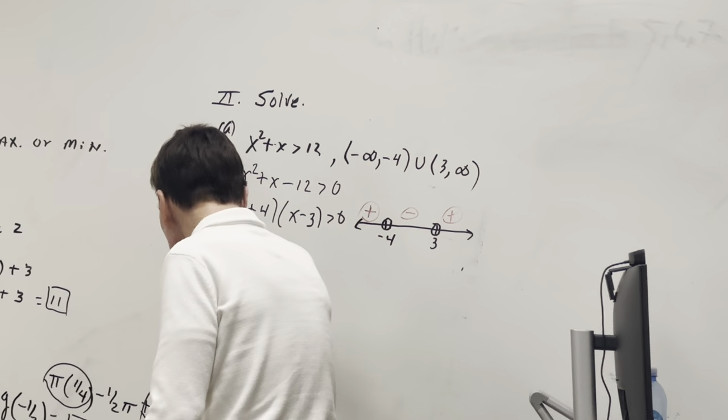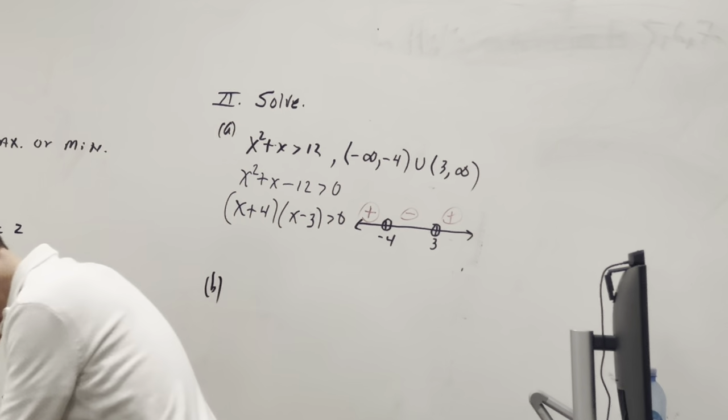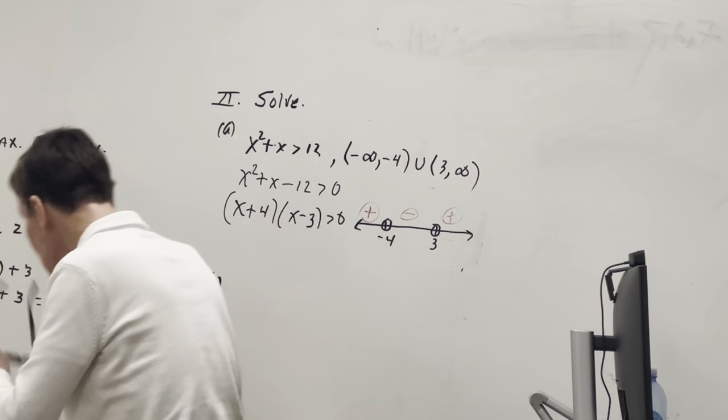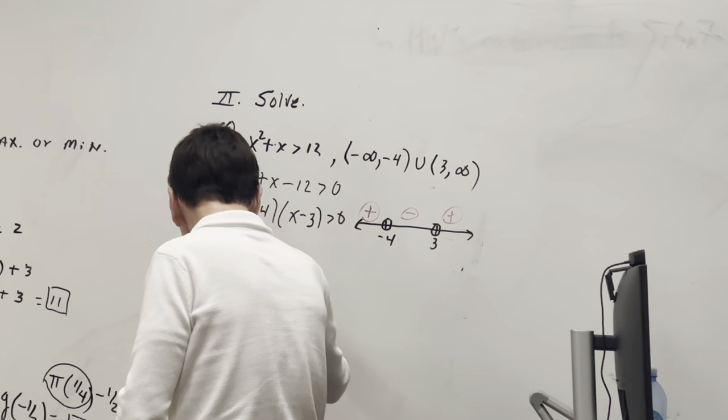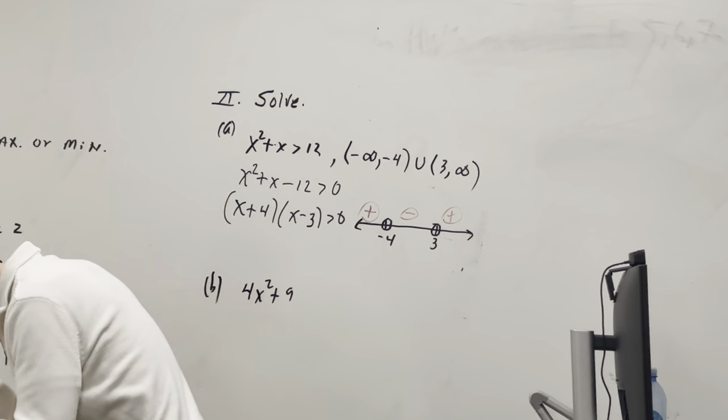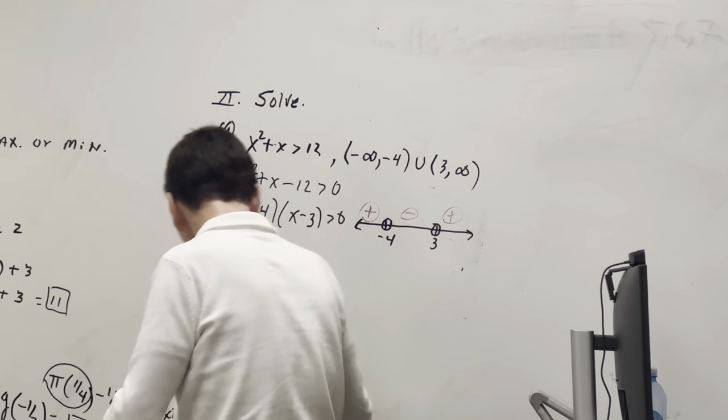Part B. A few more here to look at with you. Next one looks like this: 4x squared plus 9 is greater than 6x.